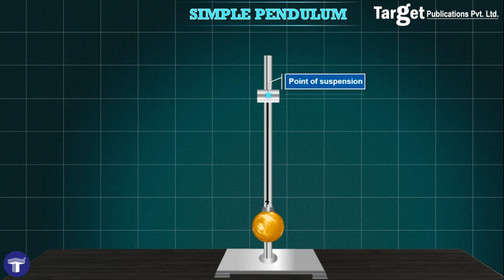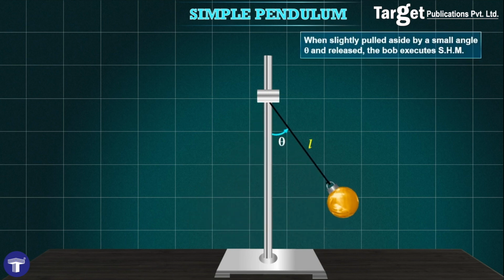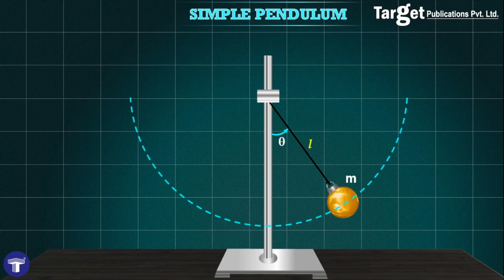The point where we suspend it from is known as the point of suspension, and the center of gravity of the heavy point mass is the center of gravity of the bob. And the length between the point of suspension and the center of gravity of the bob is known as simply the length of the simple pendulum. Now, in order to execute simple harmonic motion or oscillations in general, you will simply take this bob aside and then release it. When slightly pulled aside by a small angle theta and released, this bob will execute simple harmonic motion. This bob is oscillating between two fixed points which represent the maximum amplitudes of this bob on either side.